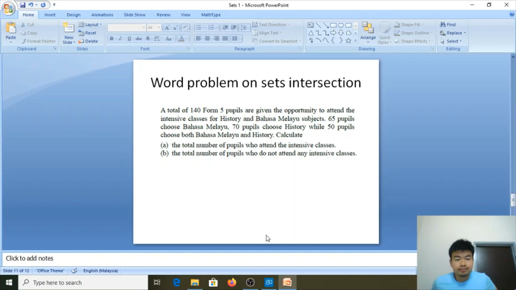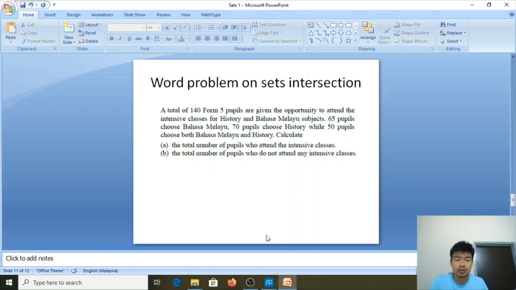Okay, good day everyone. Today's lesson is still on chapter 4, sets, continuing from the previous lesson. We already talked about intersection of sets and the complements of the intersections. Today we are going to focus on some of the word problems involving intersections of sets. Look at the question that I show you here. We are going to discuss two examples.